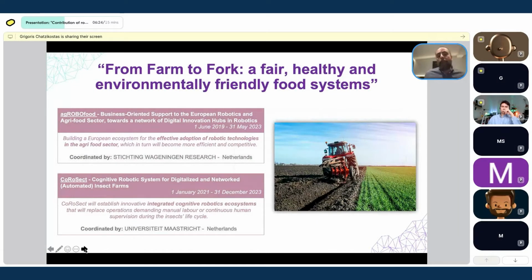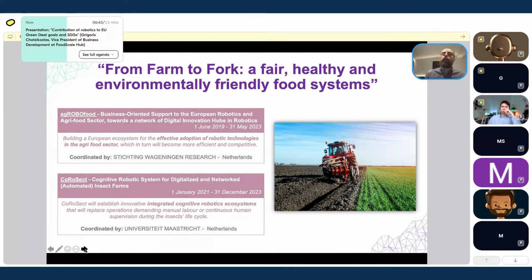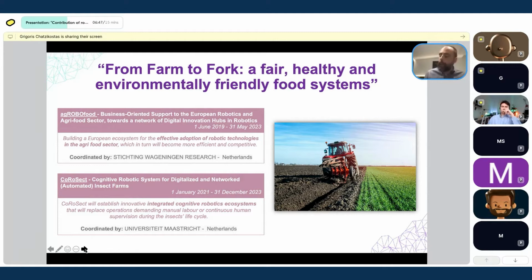Now, my favorite topic, obviously, is farm to fork, and there you will allow me to present two projects that I have been involved in one way or another. First one is AgroboFood. This is a holistic project about introducing robotic technologies in the agri-food sector in Europe. It is a large-scale project supported by EU Robotics, including also open calls, possibilities to expand the ecosystem and to engage many technologies.